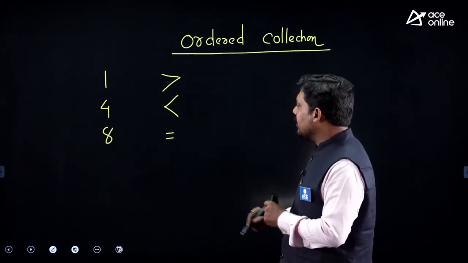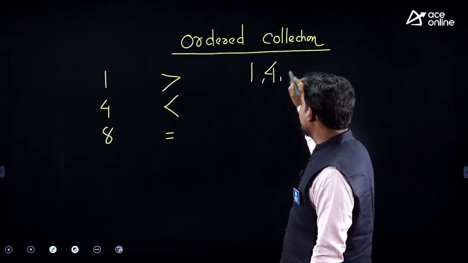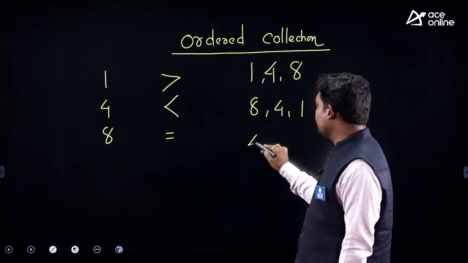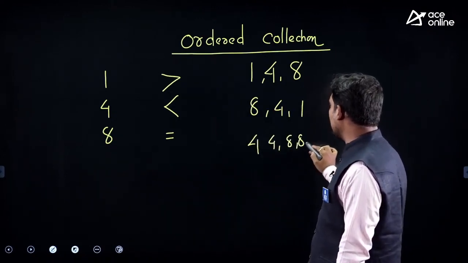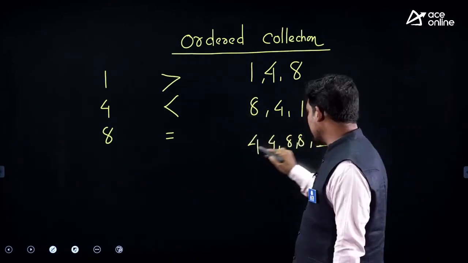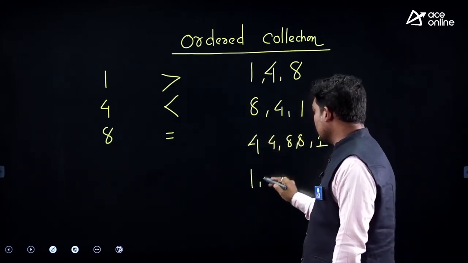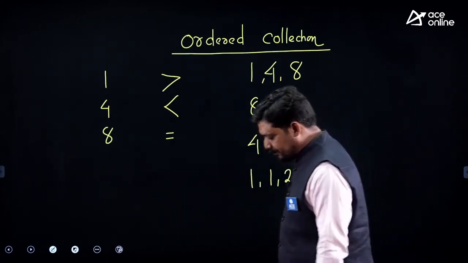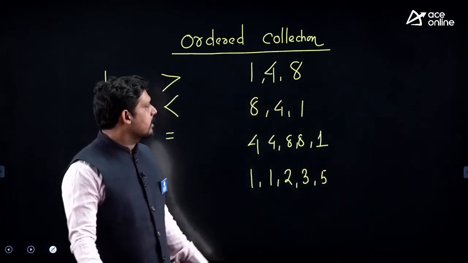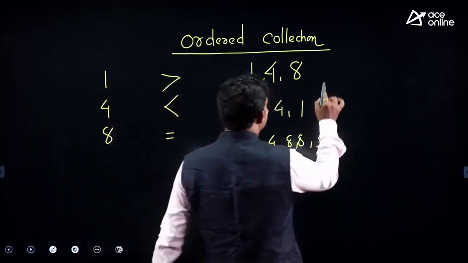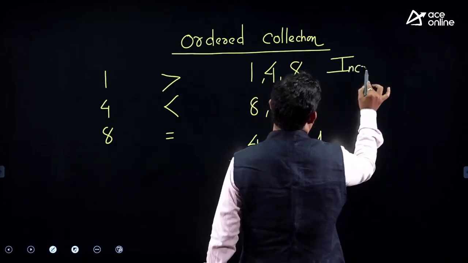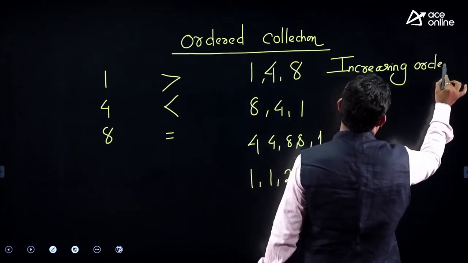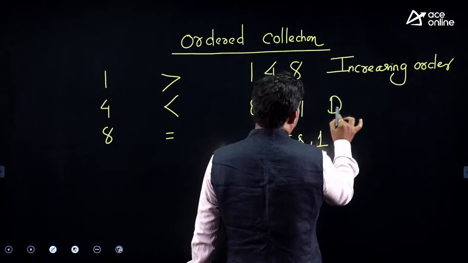So ordering means, for example, 1, 4, 8 is one type of ordering. 8, 4, 1 is one type of ordering. 4, 4, 8, 8, 1 is one type of ordering, where I have taken repeated elements. And 1, 1, 2, 3, 5 is one type of ordering. These are the different types of ordering. This particular one is called the increasing order. The second one is called a decreasing order.